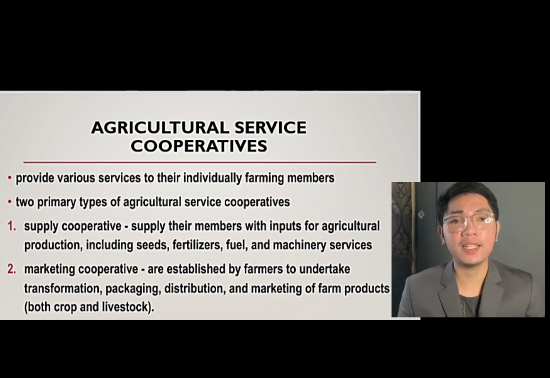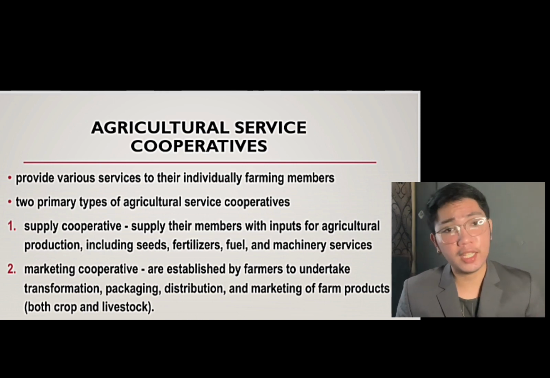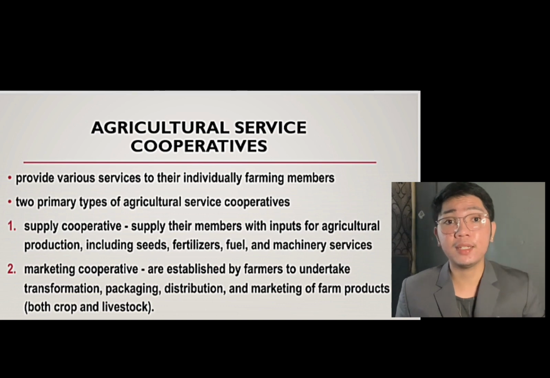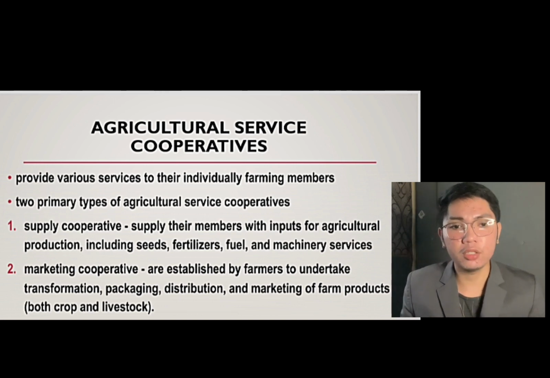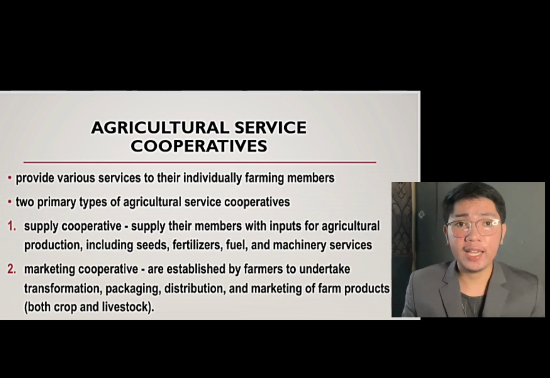And this is the marketing cooperatives. When we say marketing cooperatives, these are established by farmers to undertake the transformation, packaging, distribution, and marketing of farm products like both crops and livestock. This is also very important when you create a cooperative, marketing cooperative focusing, because they also package your product to make it good looking and good service.